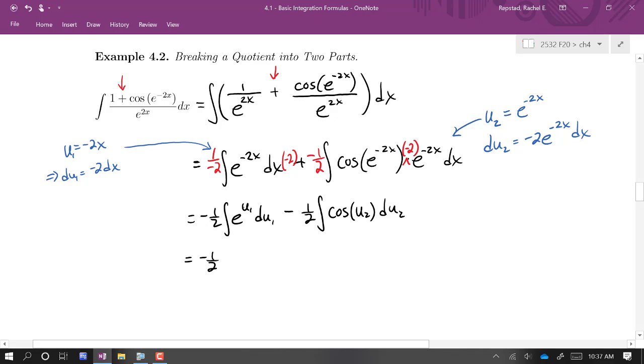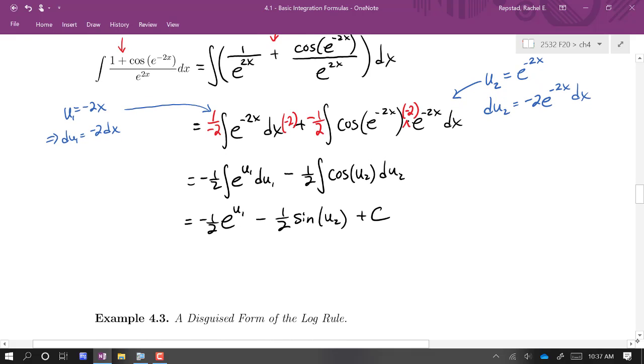The integral of e to the stuff is e to the stuff. So I've got negative 1/2 e to the u1 minus 1/2. The integral of cosine is sine, so 1/2 sine of u2 plus a constant. And now all that's left to do is to put our x's back in. So we have negative 1/2 e to the negative 2x minus 1/2 sine of e to the negative 2x plus a constant.